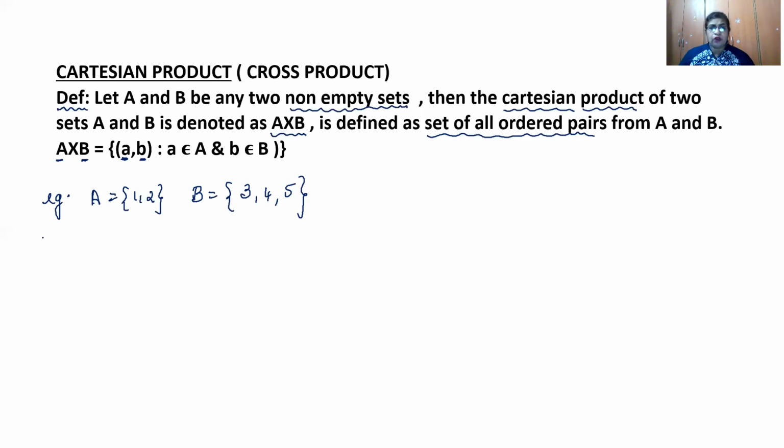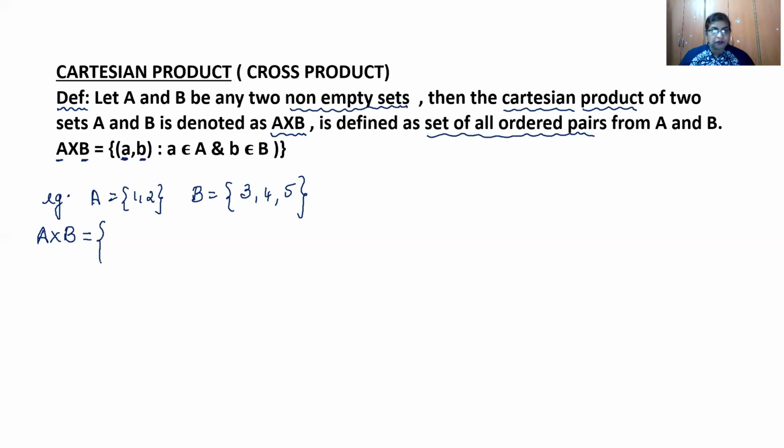Now suppose I want to write A cross B. What is A cross B telling me? It is the set of all possible ordered pairs. What is the condition? The first element in the ordered pair should belong to the first set only, so that is 1 and 2 only. The second element has to belong to the second set only, which is 3, 4 and 5.